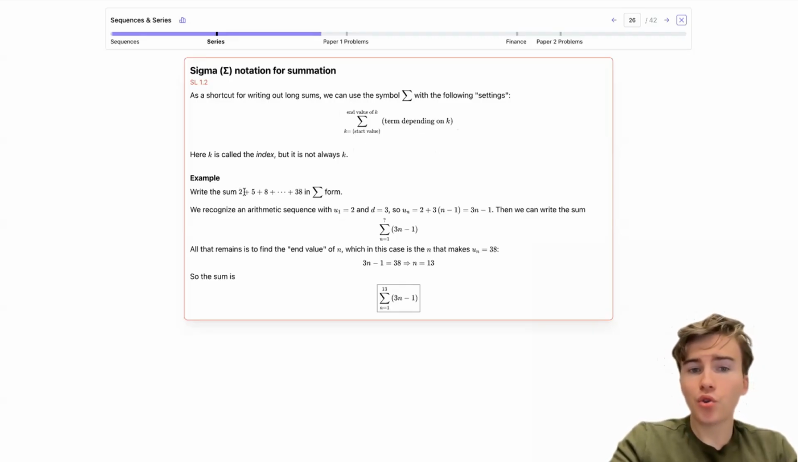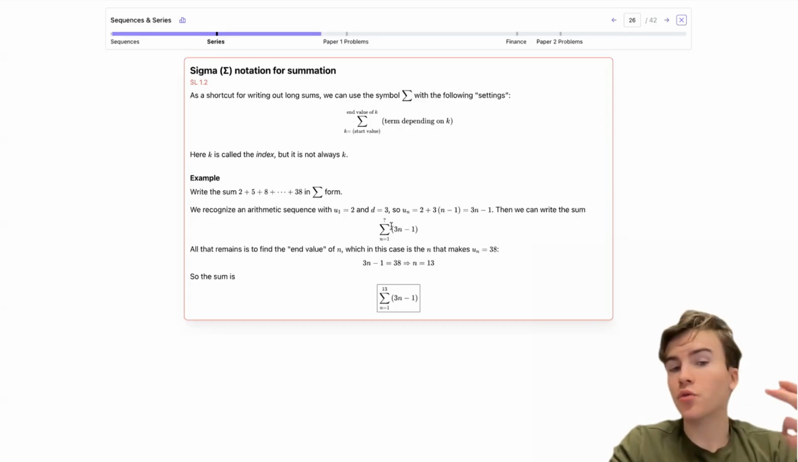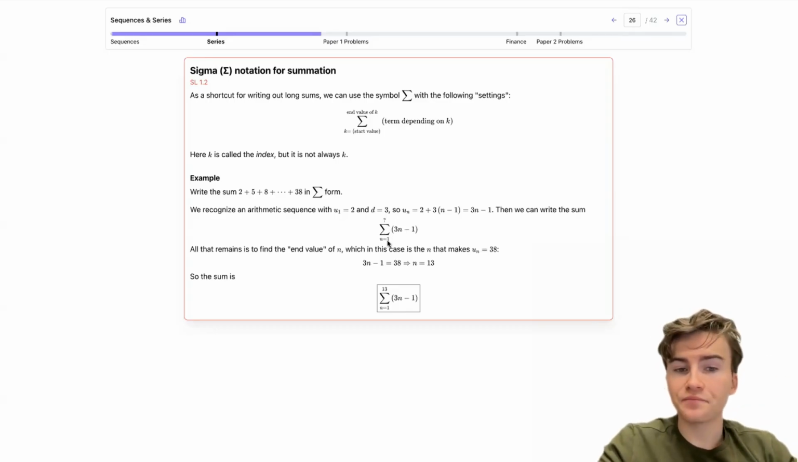If I have the sum 2 plus 5 plus 8 all the way up to 38, then I recognize that I have an arithmetic sequence with first term of 2 and a common difference of 3, which means I can write un using the formula 2 plus 3 times n minus 1, which is 3n minus 1. So I'm adding up 3n minus 1 in my summation, and I know that I'm starting with the first term, n is equal to 1. I just don't really know yet where I'm stopping, because I don't know which term in the sequence 38 represents. So to find the n value, I'm looking for un is equal to 38. So 3n minus 1 is equal to 38, which means that n is equal to 13.